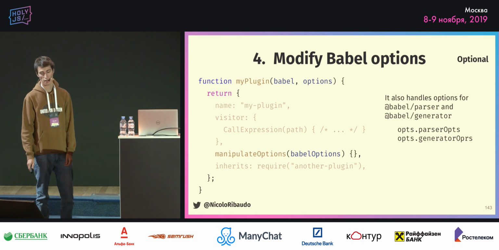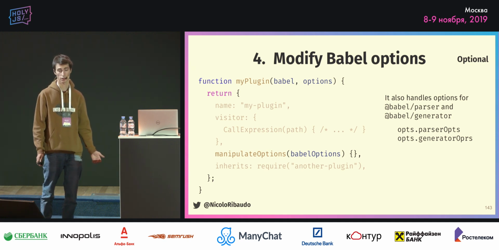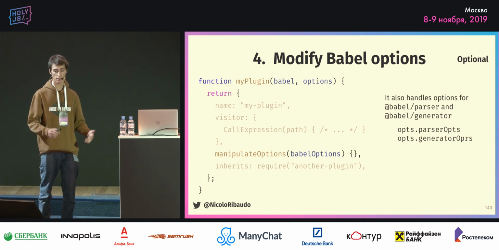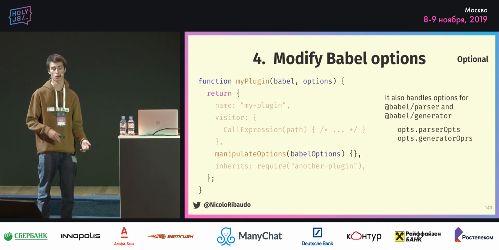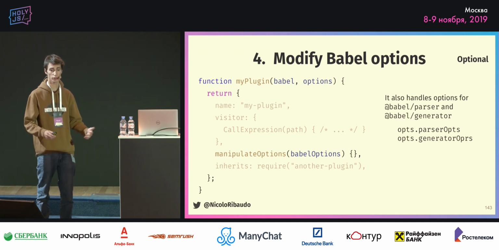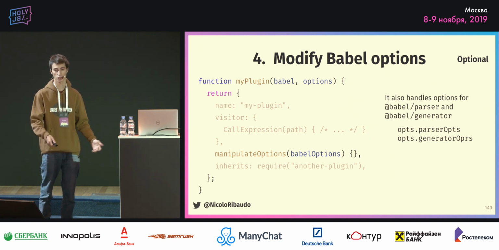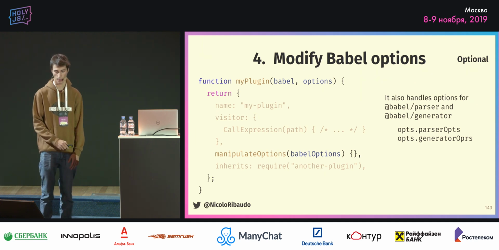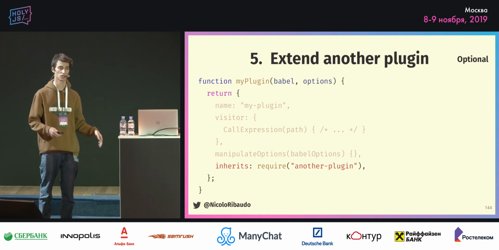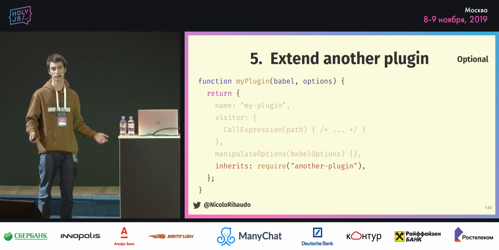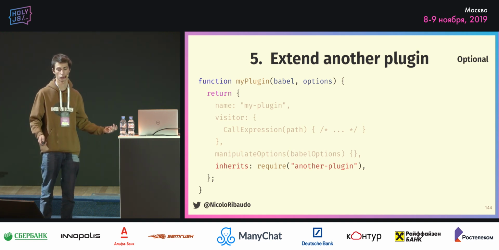We can also provide a manipulate options function, which takes the Babel options and can modify them. So, for example, you can enable some flags on the parser or on the generator. Or you can also just replace the parser with your own fork. And a plugin can extend another plugin. This is useful if you want to add some functionality without just copying all the code.